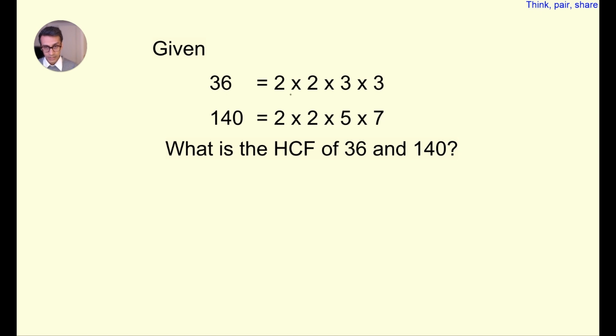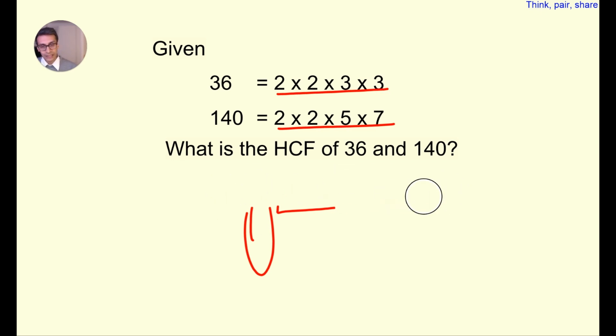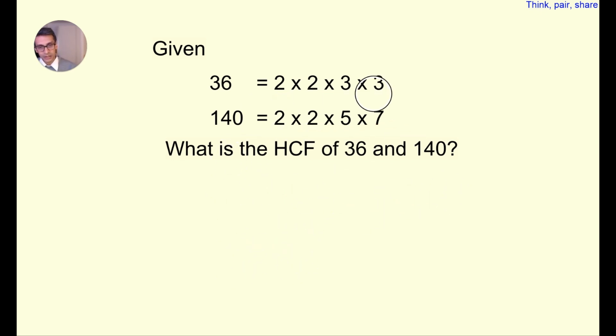Now, because these are given to you already, the implication is that you shouldn't need to do this method, 36 and 140, and then work out the highest common factor. You can do that if you absolutely are panicking and you don't know what else to do here, but have a think about what this means. The highest common factor are factors which go into both 36 and 140. You want the biggest number that goes into both.